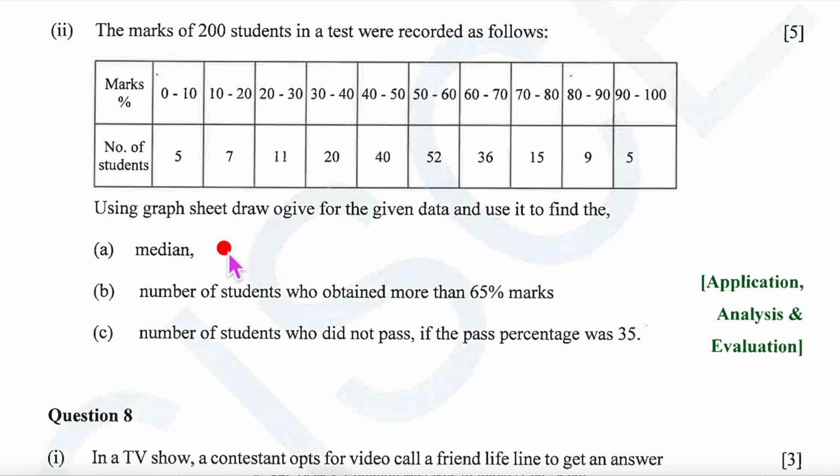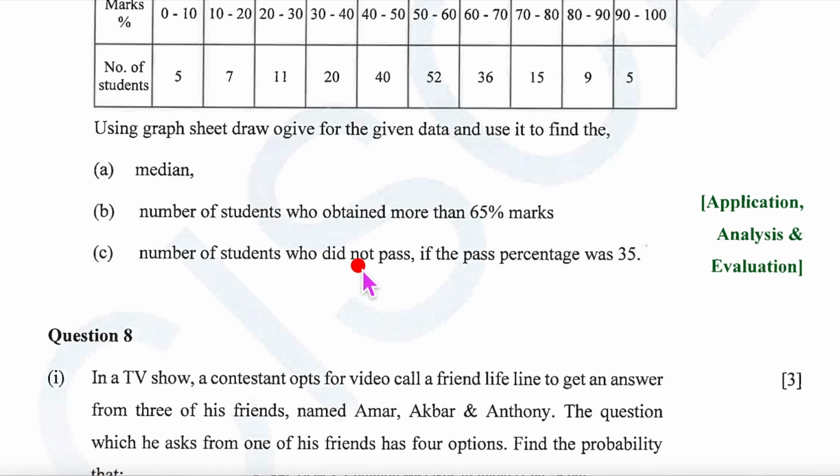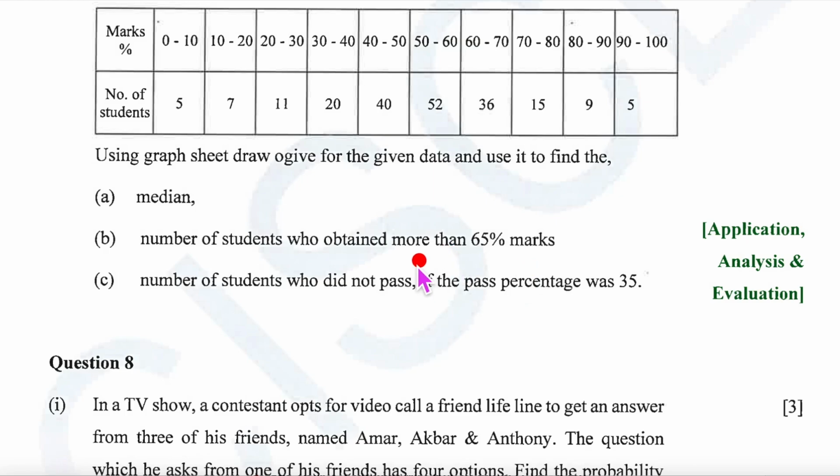It is median means n upon 2th term. Number of students who obtain more than 65% marks: from 0 to 100 are the marks. When we look at the 65% mark and then we come to the y-axis, that number will be subtracted from 200 and we will get the number of students who obtain more than 65% marks. Number of students who did not pass, if the pass percentage is 35: from 35 we will go up, touch the ogive, go to the y-axis, read that number.